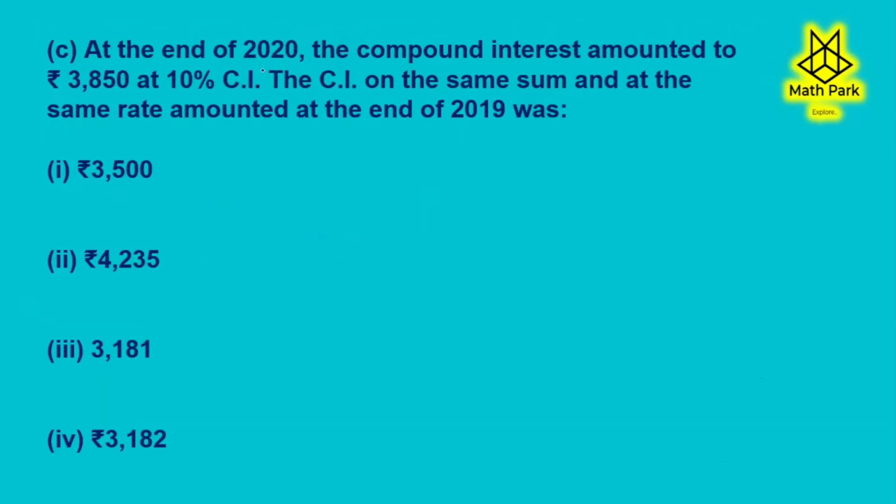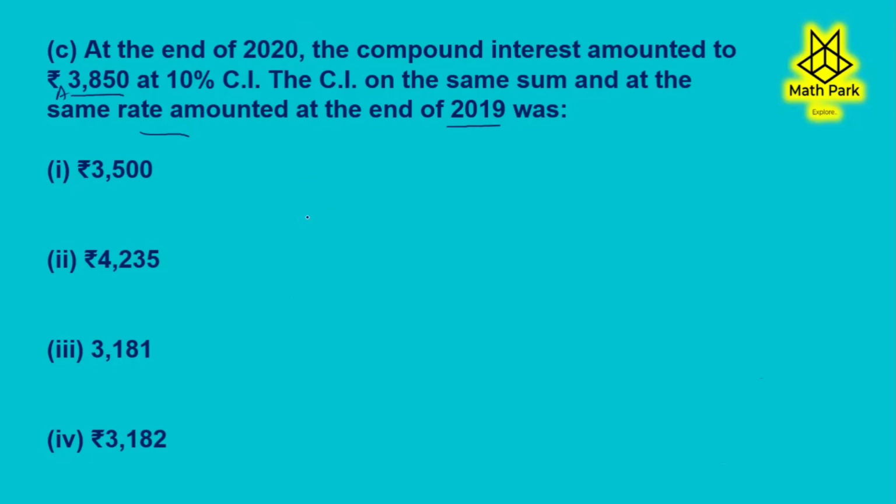At the end of 2020, the compound interest amounted to rupees 3850. The amount was 3850. 10% compound interest. The compound interest on the same sum at the same rate amounted at the end of 2019. This is 1 year before. So here what are we finding? We are finding the principal. Okay, we have to actually find the principal and this is your amount.